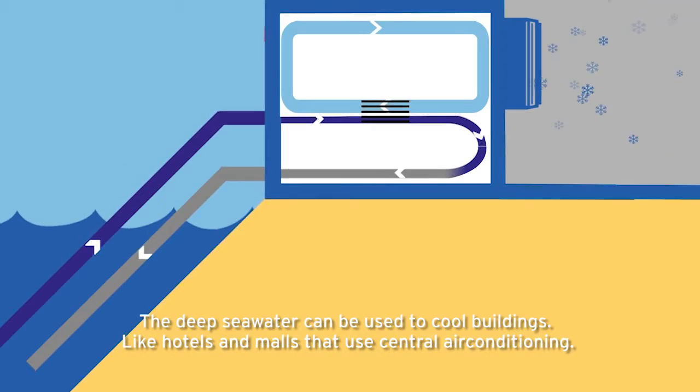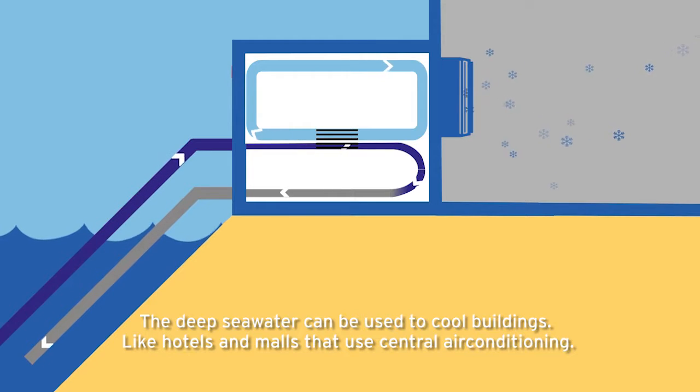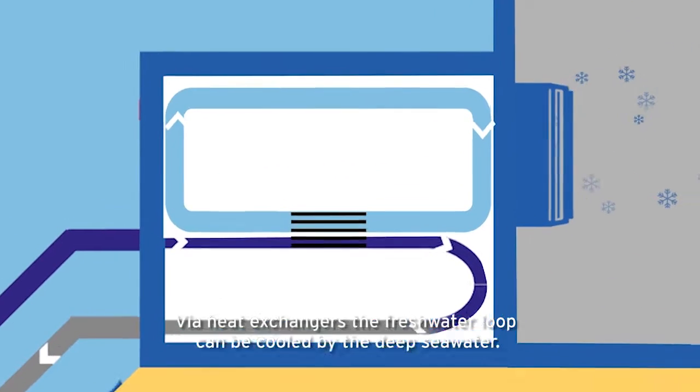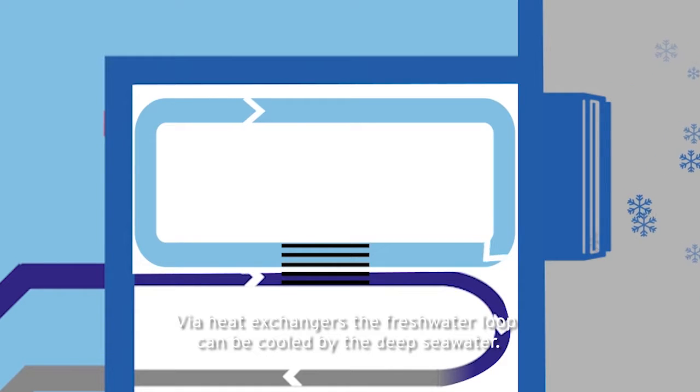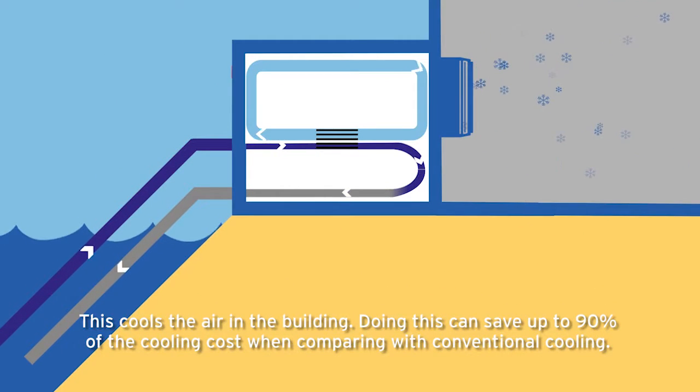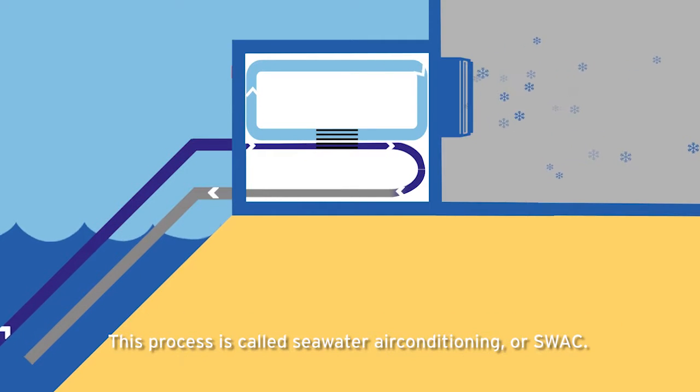The deep sea water can be used to cool buildings, like hotels and malls that use central air conditioning. Most large buildings use a freshwater loop to cool the building. Via a heat exchanger, the freshwater loop can be cooled by the deep sea water. This then cools the air in the building. Doing this can save up to 90% of the cooling costs when compared with conventional cooling. This process is called seawater air conditioning, or SWAC.